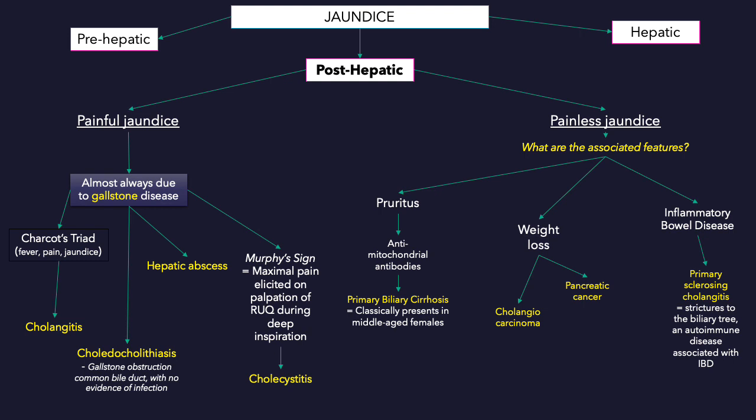Common possible causes would include periampullary masses such as pancreatic cancer and cholangiocarcinoma. In painless jaundice with inflammatory bowel disease, suspect primary sclerosing cholangitis, as these two tend to come together.